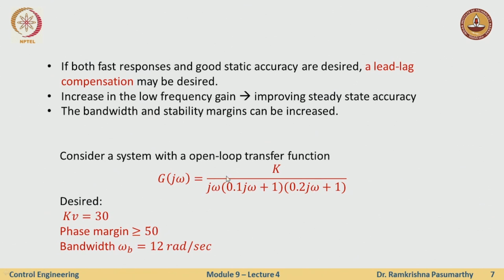Okay, so let's start with an example to see what I am trying to say here. I am given a transfer function which looks like this, and it is desired that kV is 30 per second, the phase margin is greater than 50 degrees, and the bandwidth is a certain number, 12 radians per second. Okay, so what I will do here is try to solve this in MATLAB. I will plot everything for you, and we will see how the design process goes.